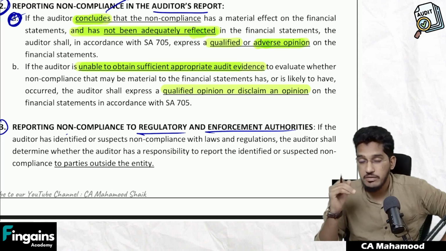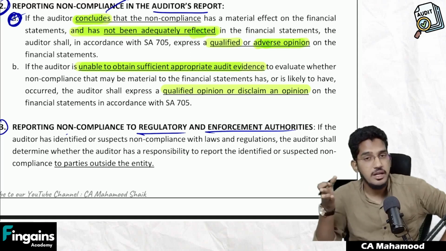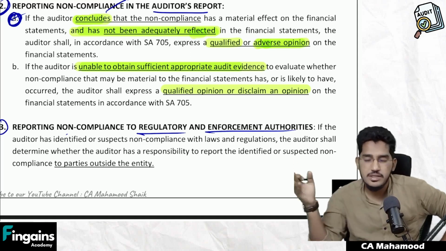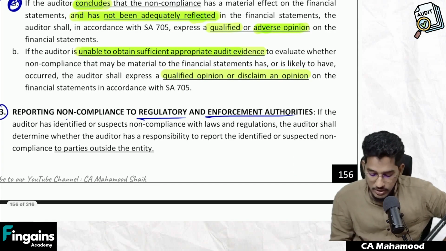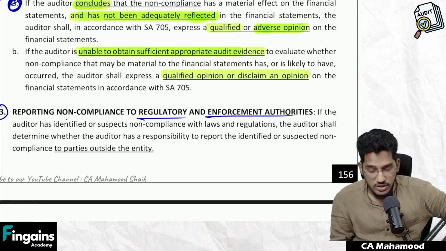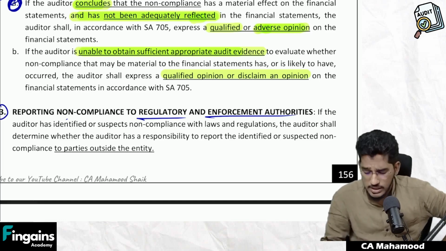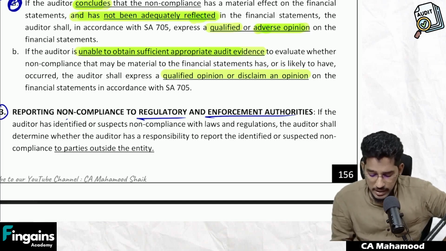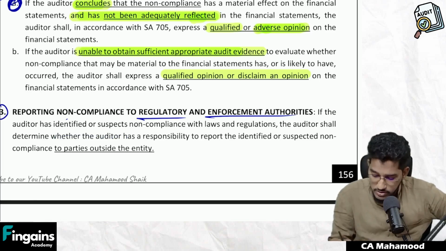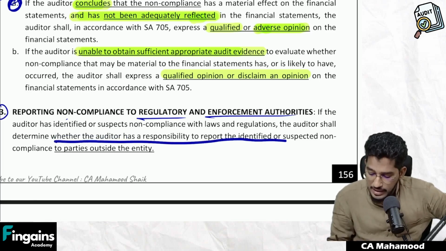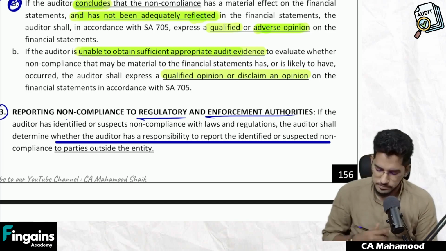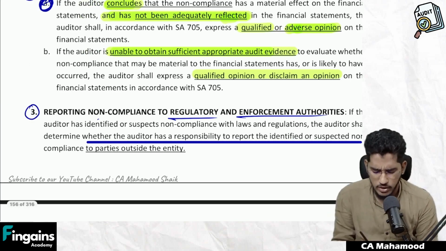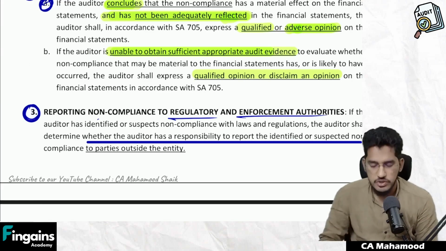We might even be required to communicate with some regulatory authority like ROC, RBI, these kinds of regulatory authorities. So let us see what they are saying. If the auditor has identified or suspects non-compliance with laws and regulations, the auditor shall determine whether the auditor has a responsibility to report that identified or suspected non-compliance to parties outside of the entity. See, this requirement will not be there always. It depends on the audit which you are doing.